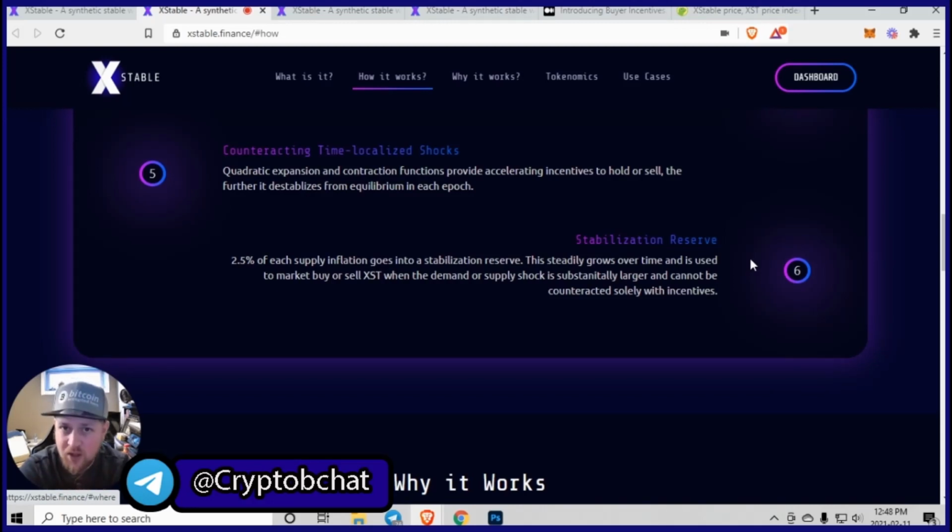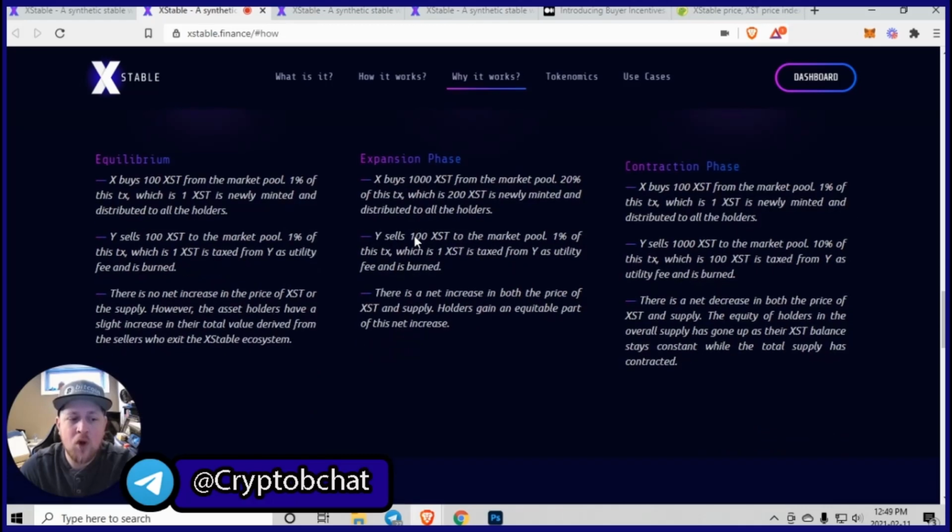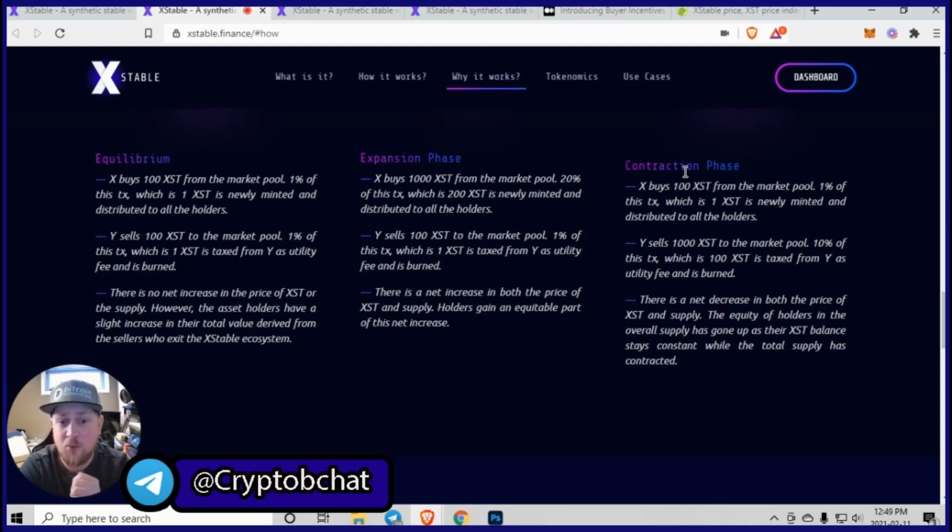Now, with this, guys, remember, every transaction, there's a tax, a burn, and more tokens in your wallet. That's very important to remember. So let's take a look at why it works, guys. With the equilibrium, I won't go through all these math equations. I'm going to leave the website in the description, as well as the Medium article, and you guys can come and check out the equilibrium, the expansion phase, and the contraction phase if you're still interested in this project, which I don't see why you wouldn't be.